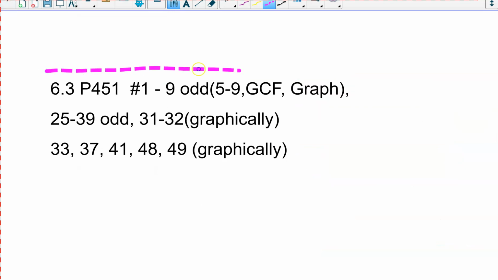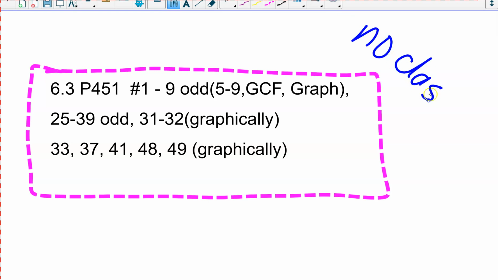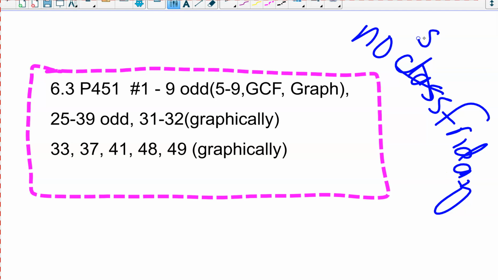And here is your assignment for 6-3. The time frame will be the same this week as it was last week. I know we have no class on Friday. Actually, no school on Friday of this week. So check the calendar for the schedule for this section.